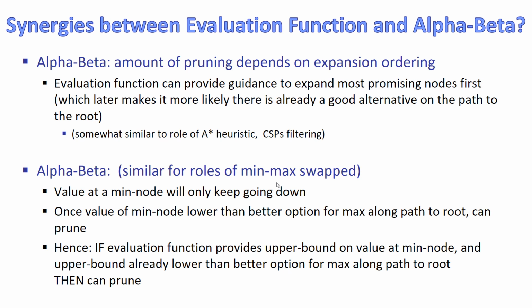We talked about the order of expansion before, and of course the evaluation function, if it's good enough, can make a big difference if we are able to expand the most promising nodes first. Then that will make alpha beta pruning more efficient. On the other side, if the evaluation function gives us accurate values, that will also affect the efficiency of alpha beta pruning. Let me show you an example here.